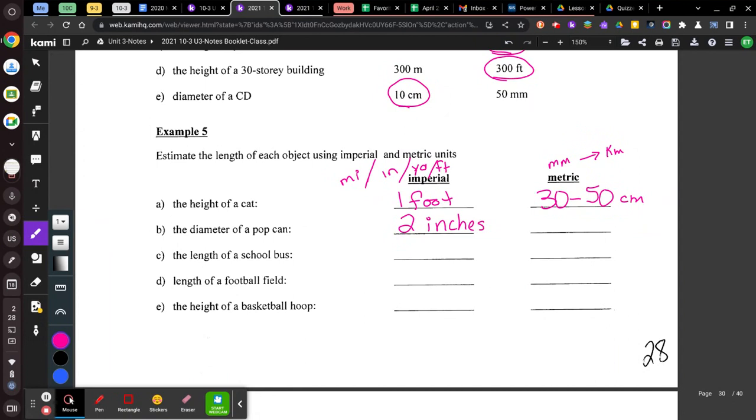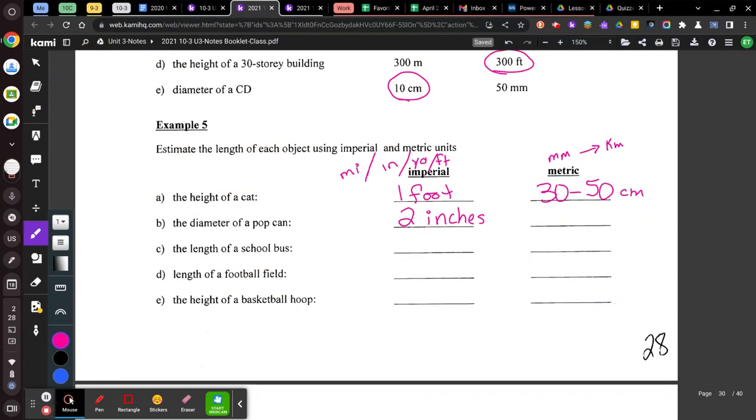Well, if I wanted to measure 2 inches, all you've got to do is flip this guy over. How big is 2 inches? Well, 2 inches is about 5 centimeters. So 5 to 6 centimeters.